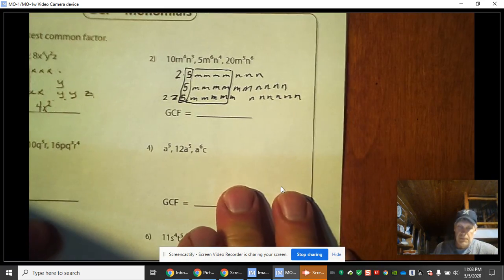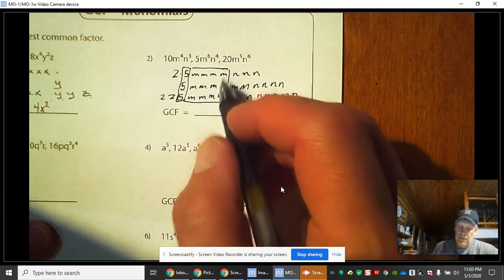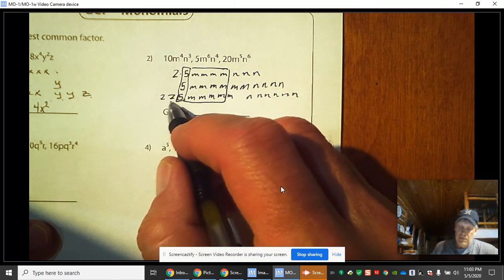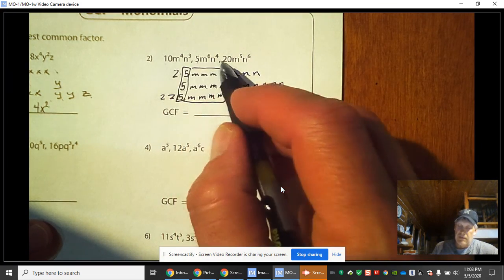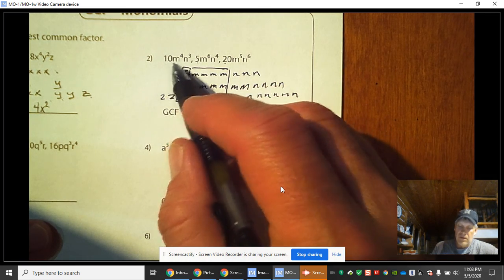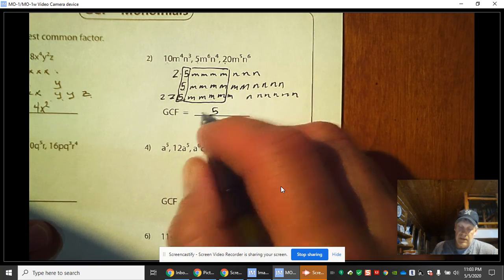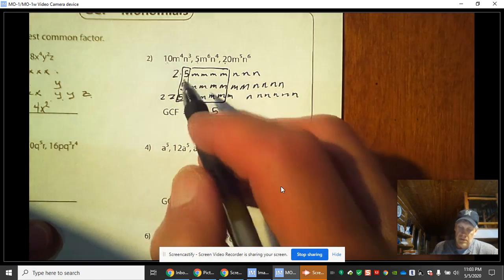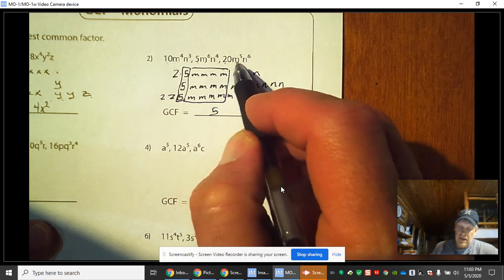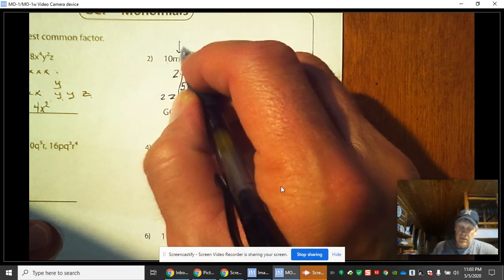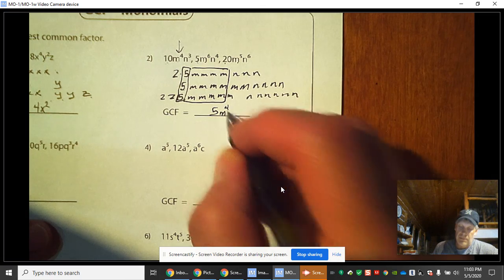Let's look at number 2 quick. So I wrote out 10, 2 times 5, 5, 20, and then 2 times 2 times 5. So just look at 10, 5, and 20. What's the biggest number that goes into 10, 5, and 20? Well, that's the 5 that we have circled. They all share a 5. Now look at the variables, see if you can do it. If I got m to the 4th, m to the 6th, m to the 5th, which one's the smallest? Right there, m to the 4th. That's the most I can take out of all of them.